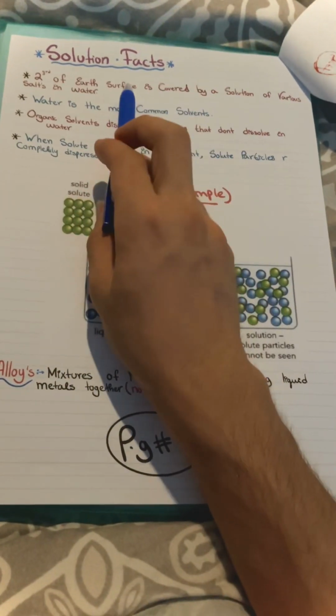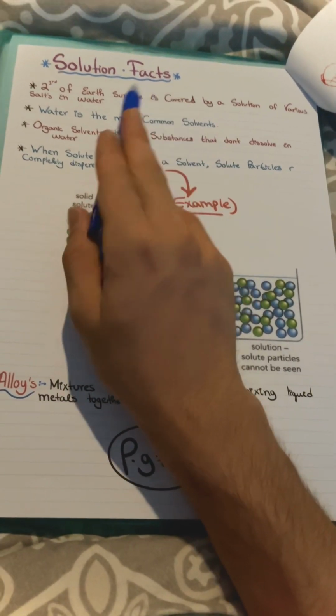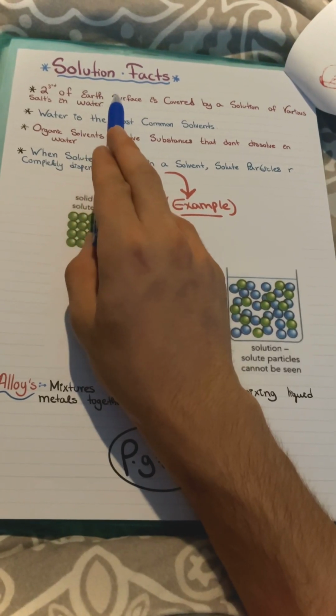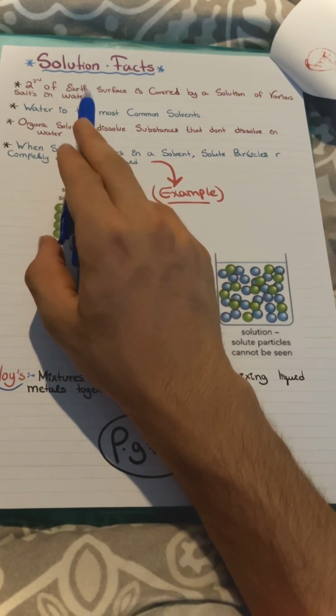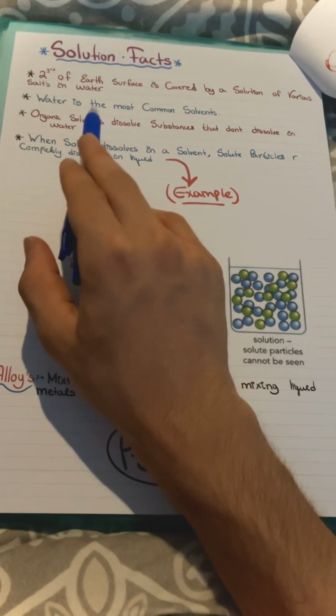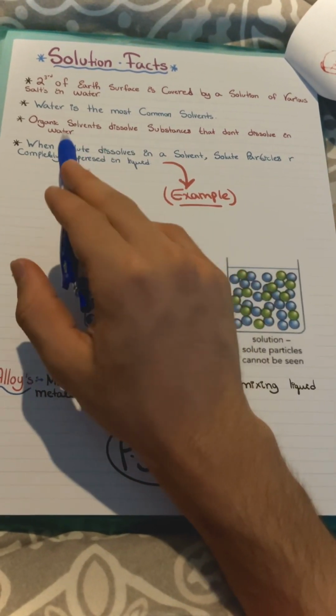Let's go through some solution facts. Two thirds of the Earth's surface is covered by a solution of various salts and water. Again, some of these might not be needed for the external exam, of course, I'm just giving these as fun facts. Water is the most common solvent. Organic solvents dissolve substances that don't dissolve in water.